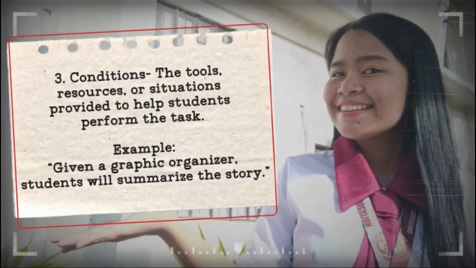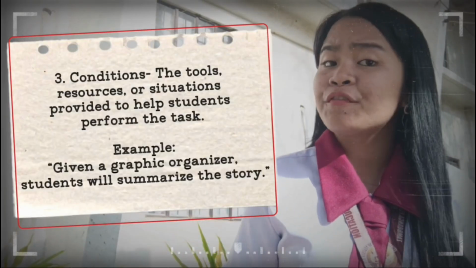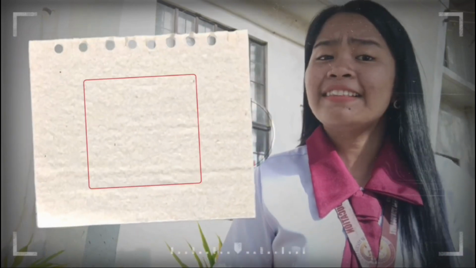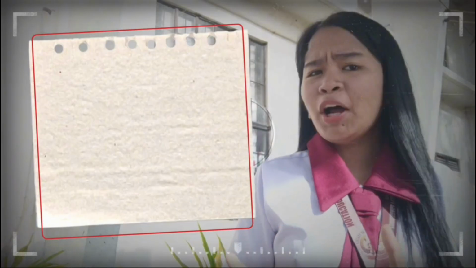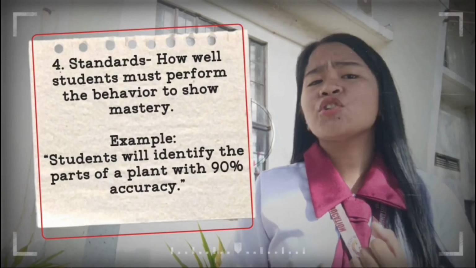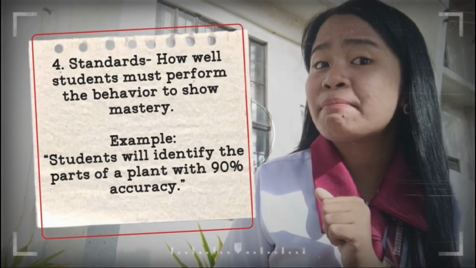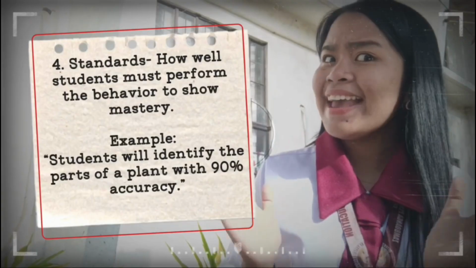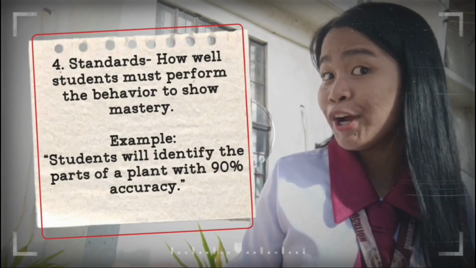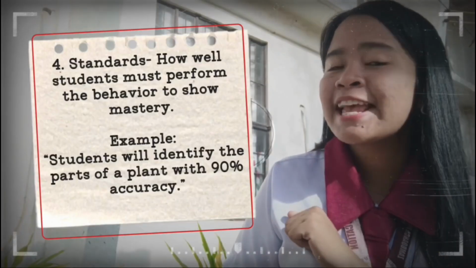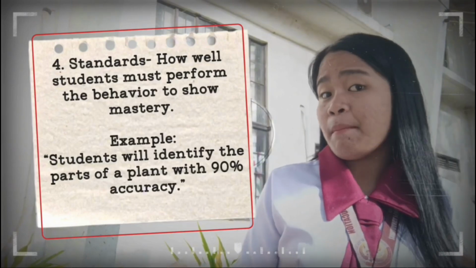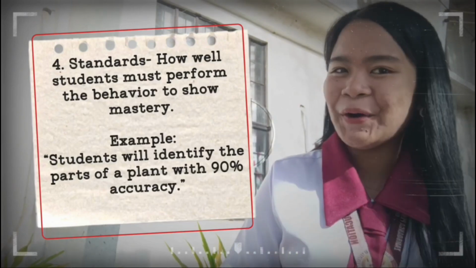The last one is the standards. How well students must perform the behavior to show mastery. Standards express the expected level of performance: accuracy, number correct, quality indicators, or time limits. This makes the objective measurable and helps determine if students met the expected learning outcome. Example, students will identify the parts of a plant with 90% accuracy. Standard, 90% accuracy, shows how good the performance should be. The teacher can easily measure if students reach the goal.